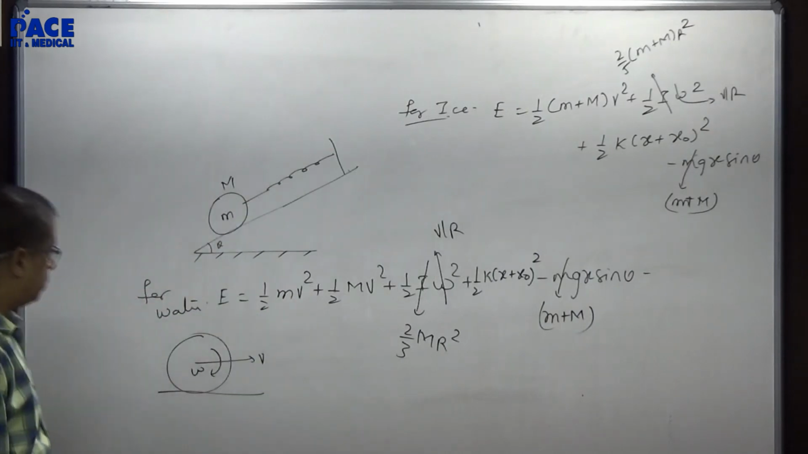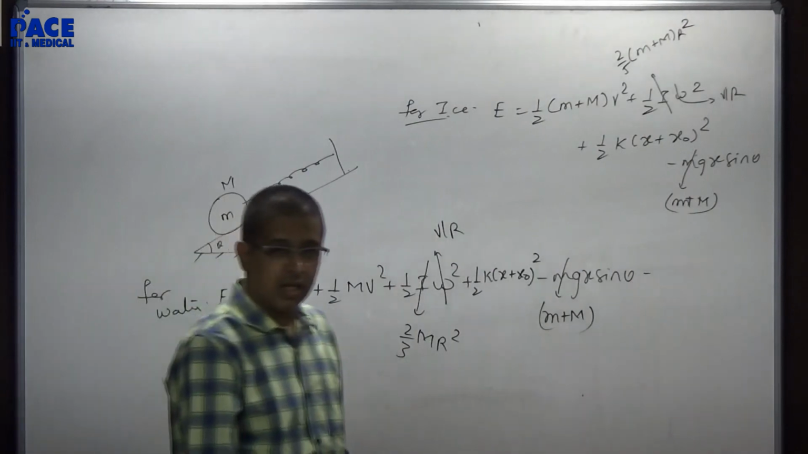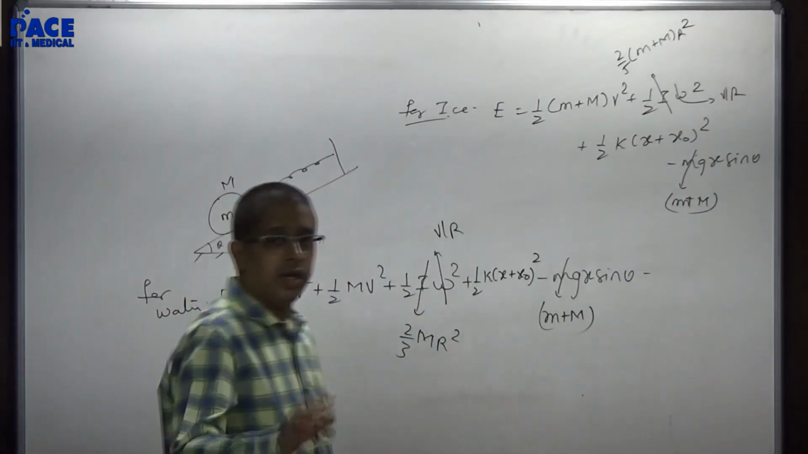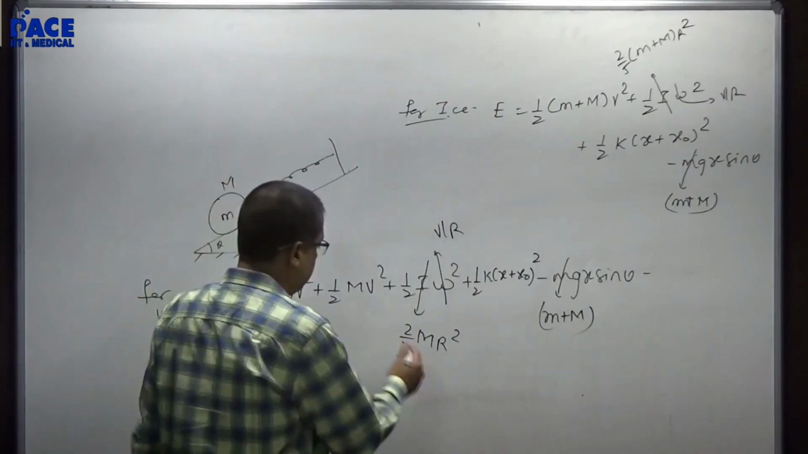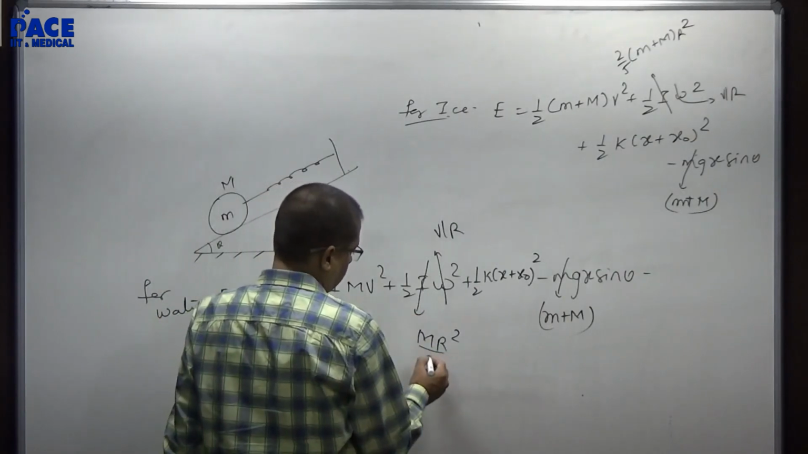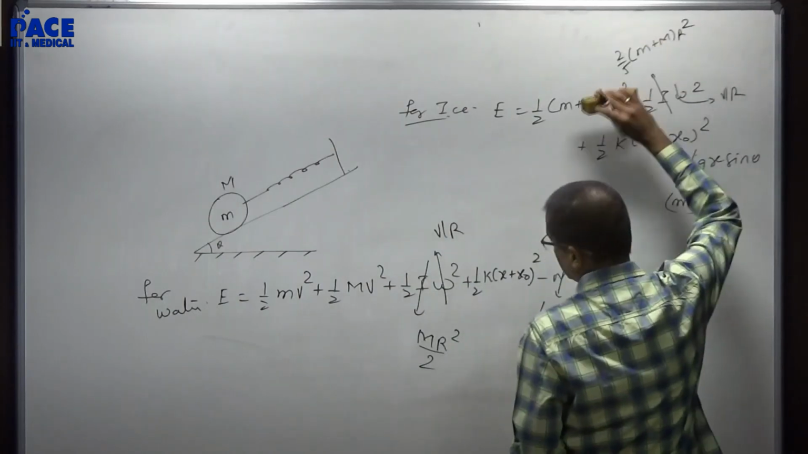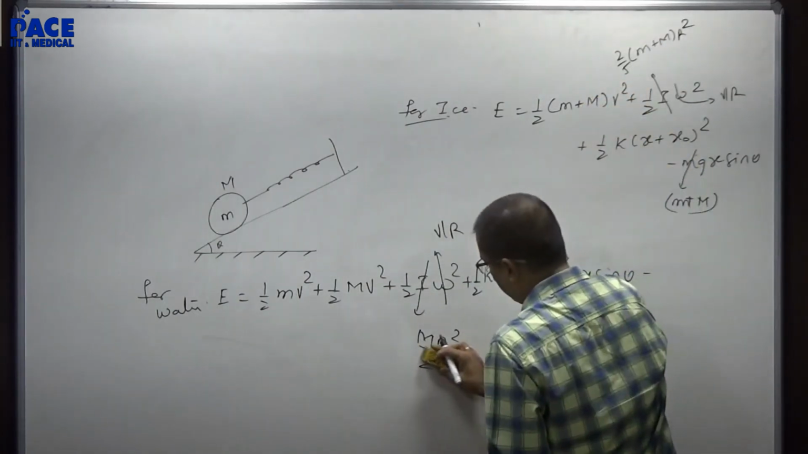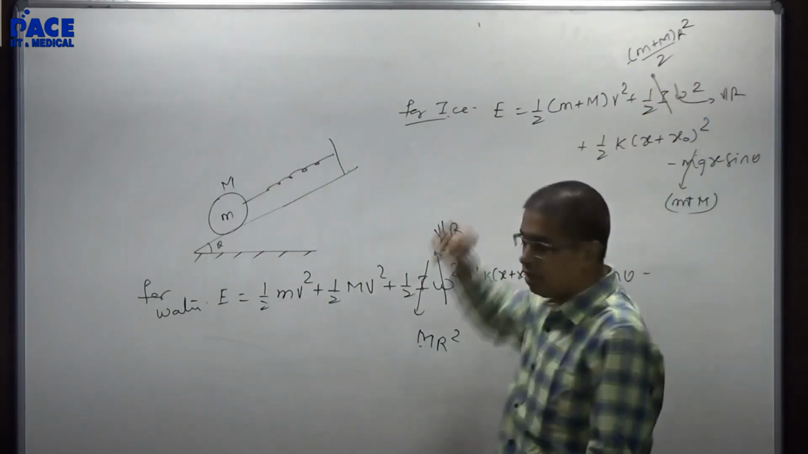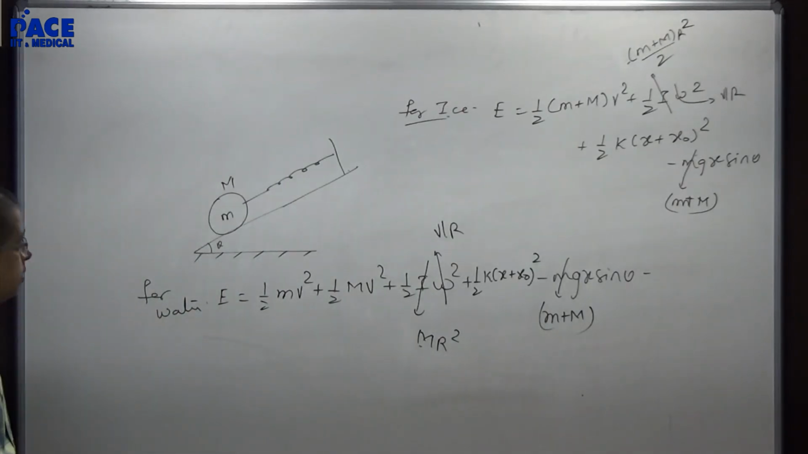Both are going down. I should have taken the hollow cylinder. Have a look. This is for a cylinder. This will be mr square by 2. A hollow cylinder is mr square. Solid cylinder is mr square by 2. I took a sphere by chance. It's a cylinder. Make the correction.